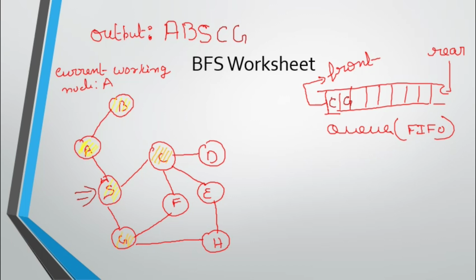So C and G you can mark now. In my queue, C I have written first, so please remove that C from the queue and make C the current working node. From C again I have many options: D, E, F and S. S is already visited, so add D, E, F into the queue.